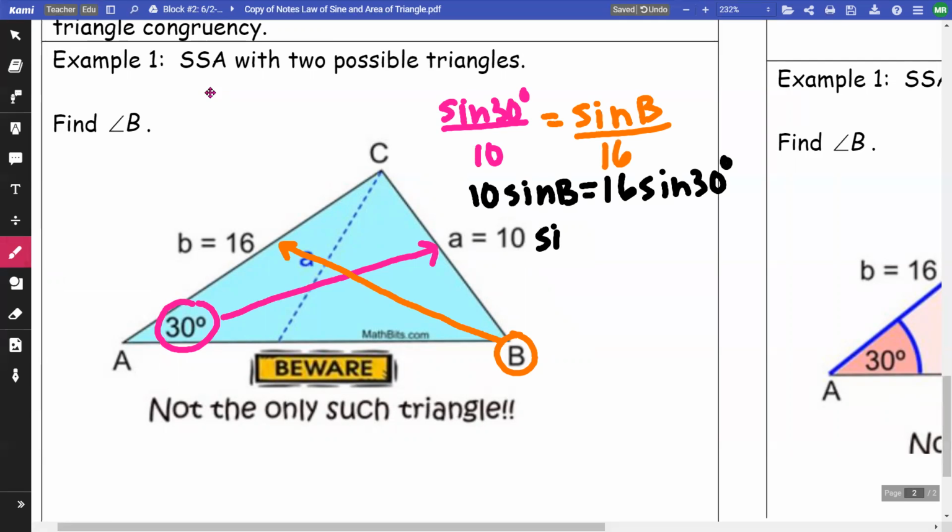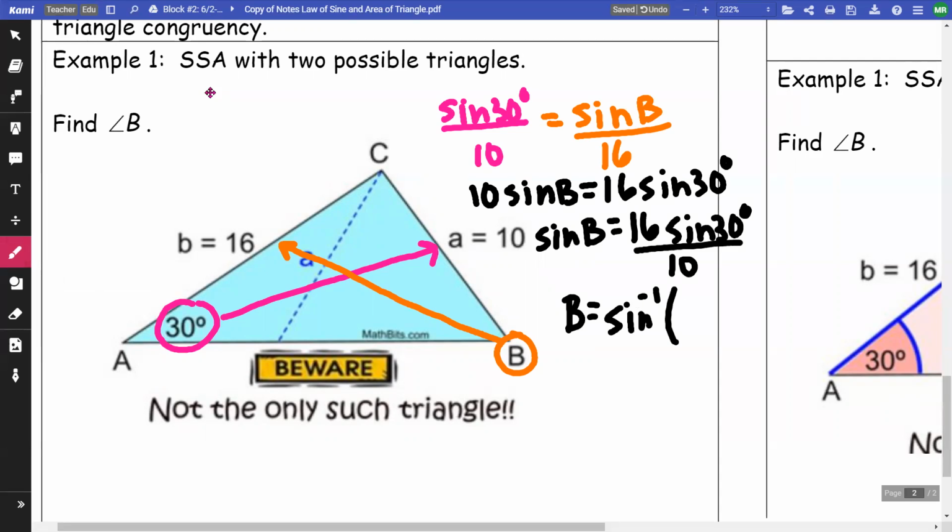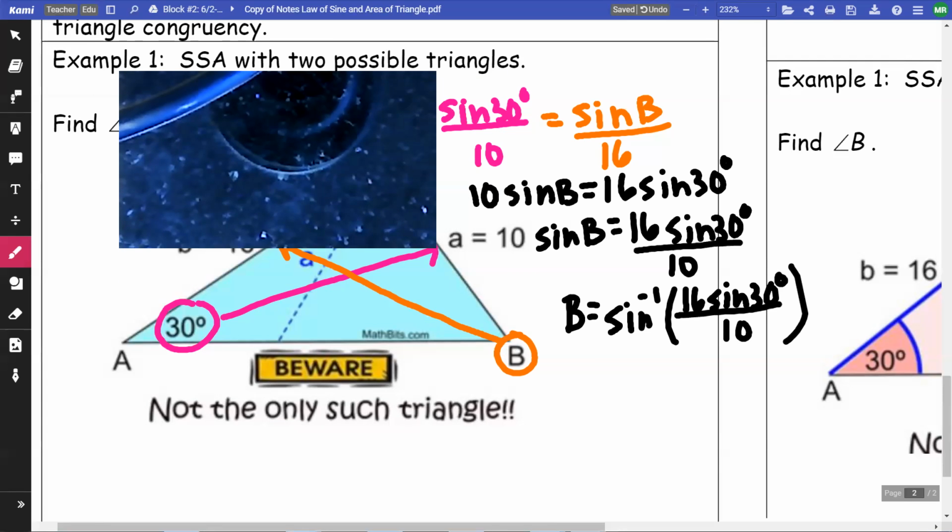I need to get my sine of B by itself. So I'm going to get 16 sine of 30 degrees over 10. Now, that's my sine. I don't want the sine. I want the angle that gave me that sine. So this is where those inverse trig situations come into play. So I am going to basically take the sine inverse of this. Okay, and I'm just going to put all that straight into my calculator. Again, making sure we're in degrees when we're dealing with these triangles.